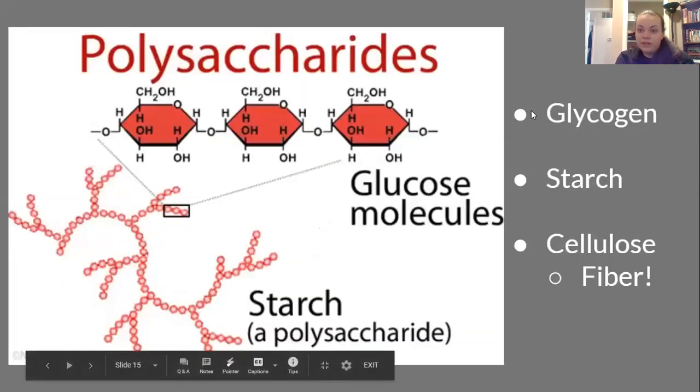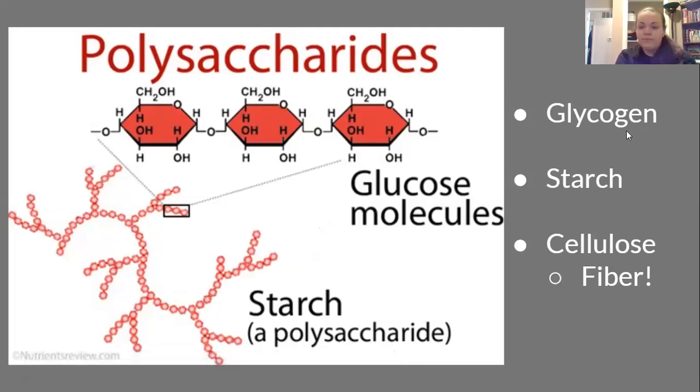There's also glycogen, which is something that your body actually makes in order to store glucose. And cellulose is the other one. This is something that is common in most hard, chewy plants, and that's going to have the most fiber.